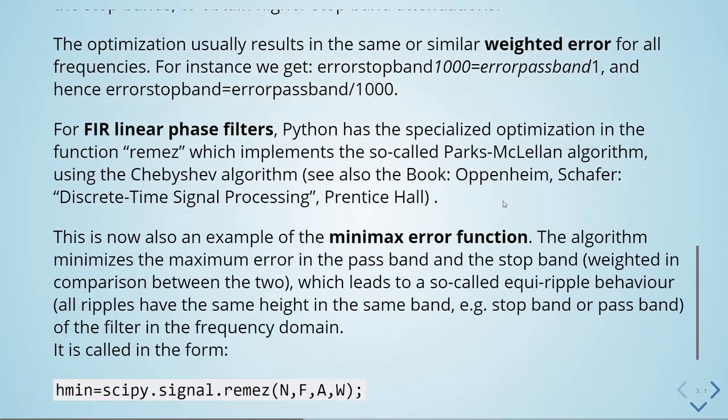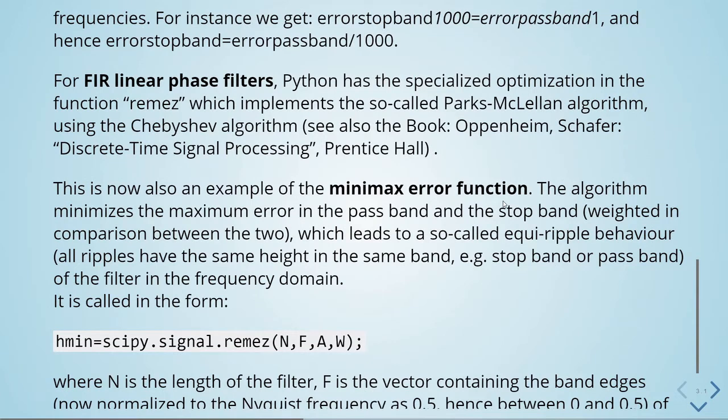Now we can have a little example using this minimax error function. The algorithm minimizes the maximum error in the pass band and the stop band, weighted in comparison between the two, which leads to a so-called equiripple behavior. So all ripples have the same height in the same band, so in the stop band or the pass band of the filter in the frequency domain.